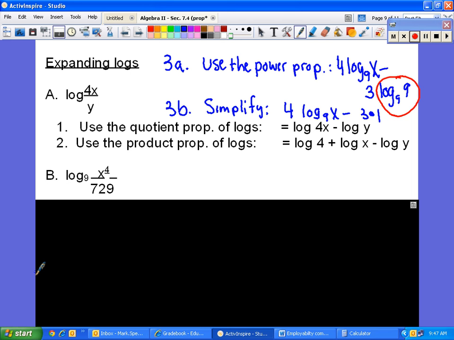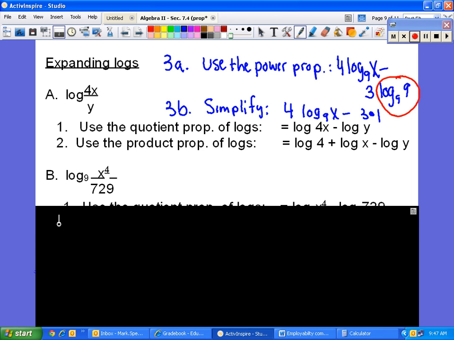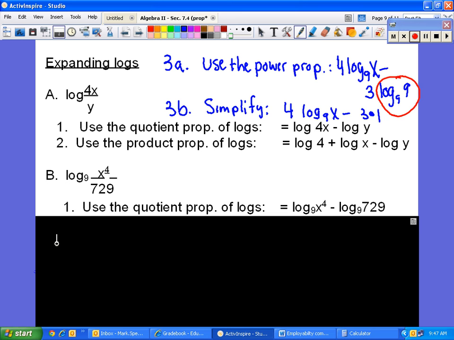Okay, now, first step here, use quotient. Quotient property is correct. So again, what the quotient property does is it turns division into subtraction. If you look at your notes, remember the operation goes in both directions. If you're simplifying, you take subtraction and turn it into division. If you're expanding, you take division and you turn it into subtraction.